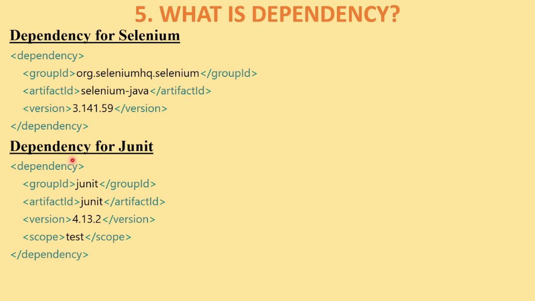In the same way you can use the dependency for JUnit also, where group ID will be junit, and artifact ID will be junit because the name of the jar file is junit only. The version used in the pom.xml file for executing JUnit test scripts is 4.13.2. And scope: JUnit is used for testing purposes, so scope is test. So these are the 4 subtags, and dependency is the parent tag. Inside the parent tag you have to put the subtags. So once you put these dependencies inside the pom.xml file of your Maven project, you can easily execute the Selenium and JUnit test script without any issue and without any error.